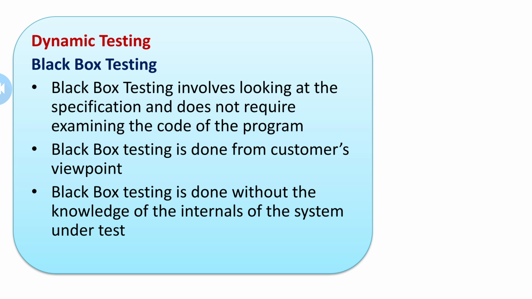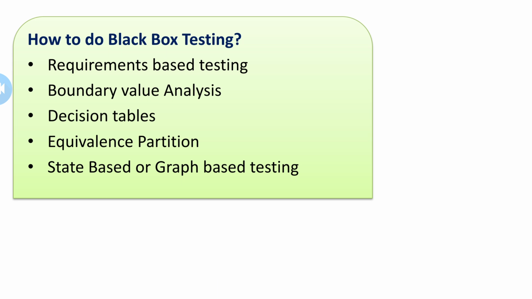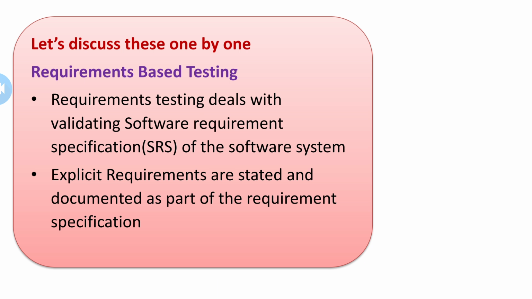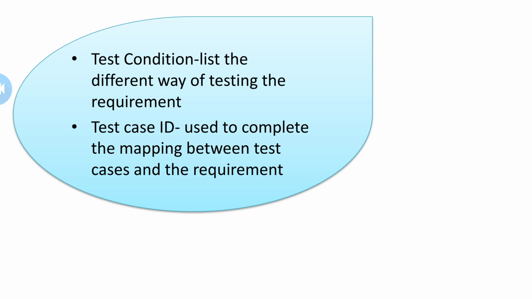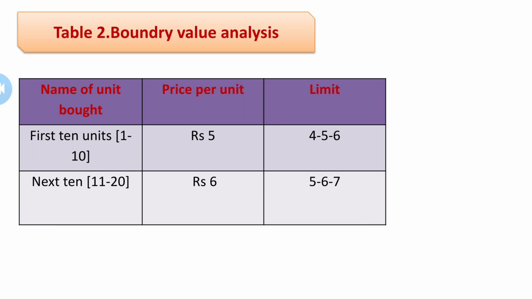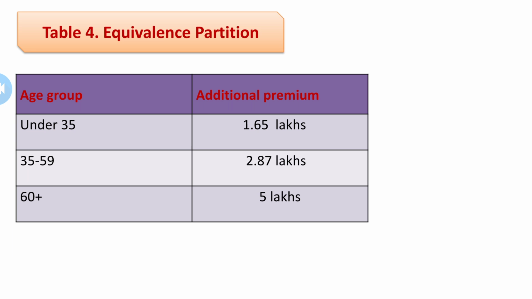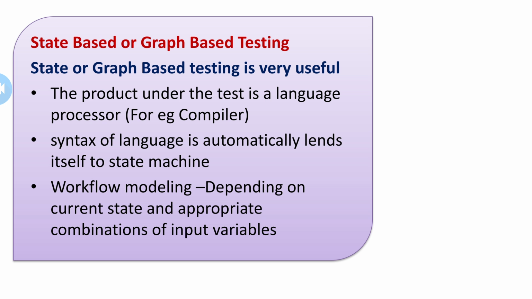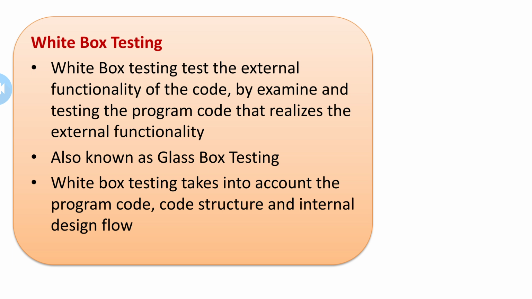Chapter 2, Testing Technique. We have already seen black box testing. Based on your requirements, the requirements are tested, and we have seen the techniques of black box testing. The first was requirement based testing, second was boundary value analysis, third was decision tables, fourth was equivalence partition, or you can say equivalence class. Then you have state or graph based transition table.